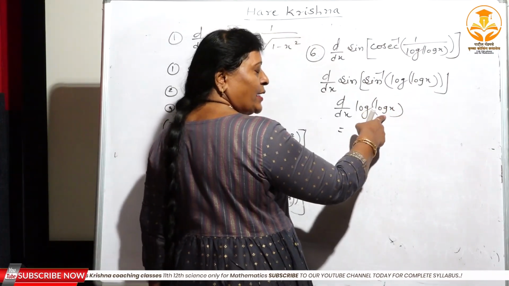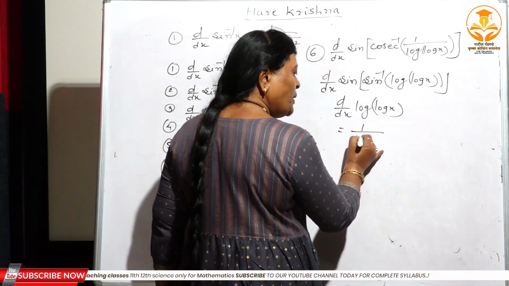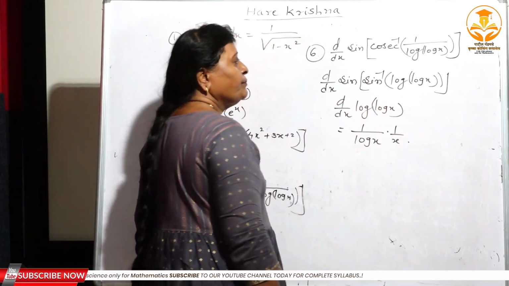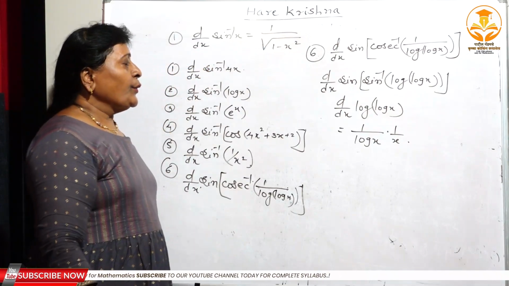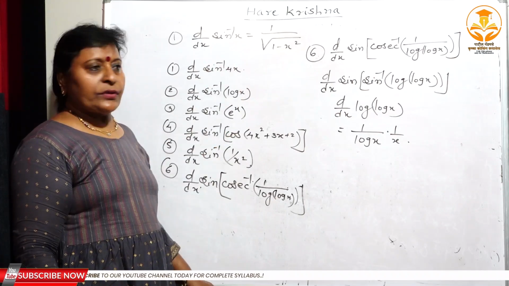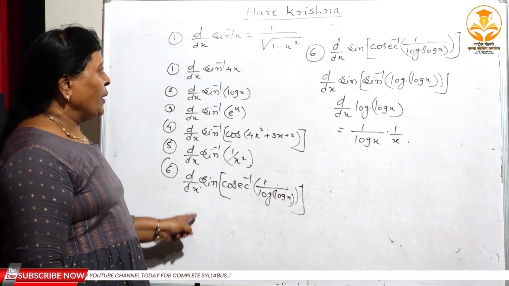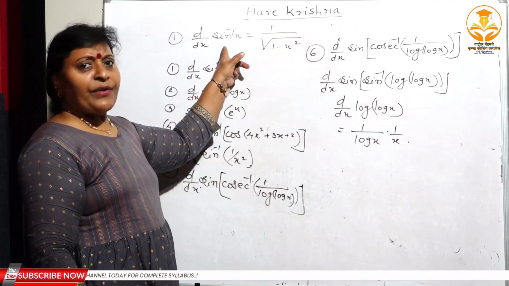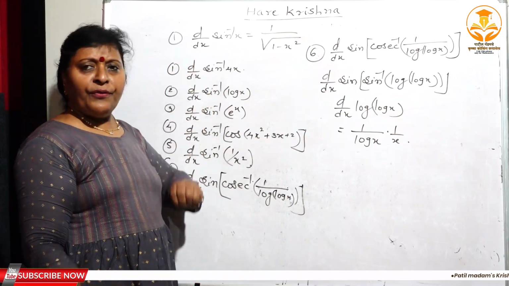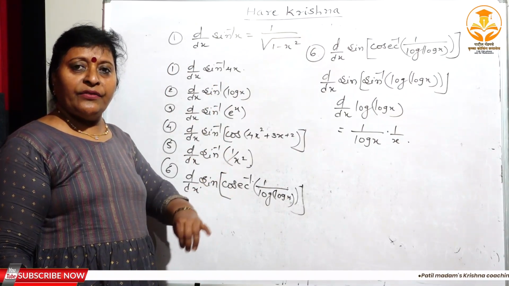This is again considered as u, log u, that is 1 by u, means 1 upon log x, and what is the derivative of log x? That is 1 by x. Right? So in this way you can do problems on inverse trigonometric functions. These are the different types of problems. I have taken only one formula, that is sine inverse x. Similarly, we can take problems on all the formulas, that is cos inverse, tan inverse, sec inverse.